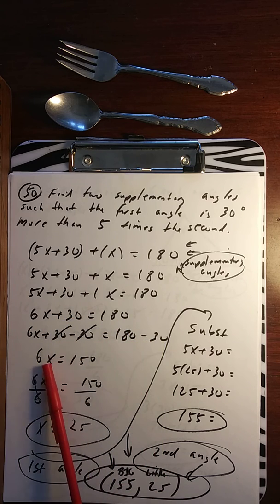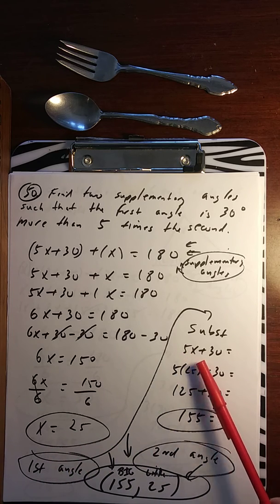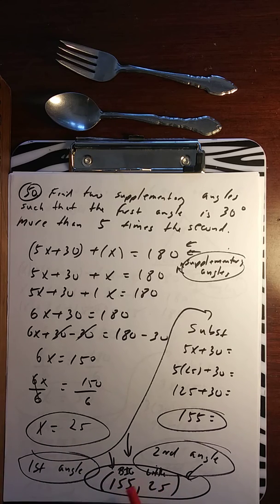Minus 30 minus 30, 6x equals 150. Divide by 6, so x is 25. That's the first angle. Find the second one: 5 times 25 is 125 plus 30. So the first one is 25 and the second one is 155. So the big angle is 155 and the little one is 25 right here.